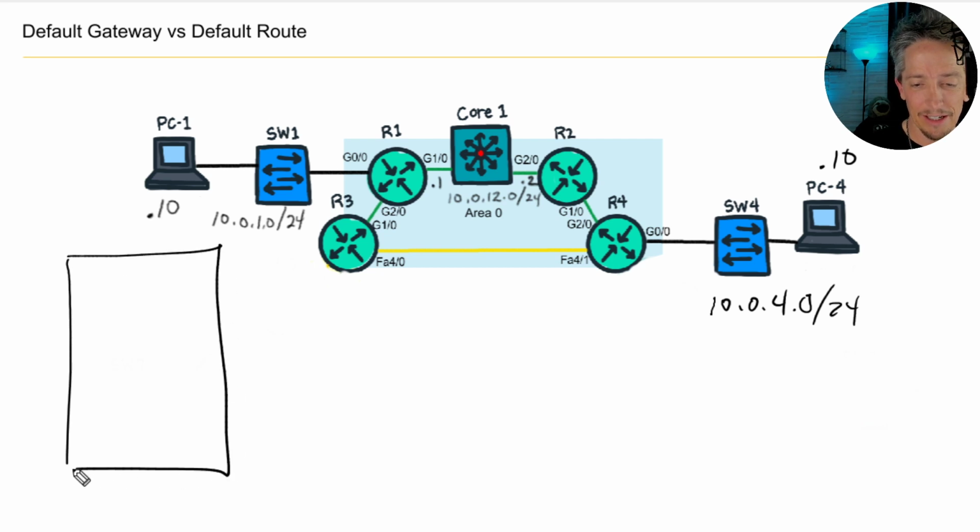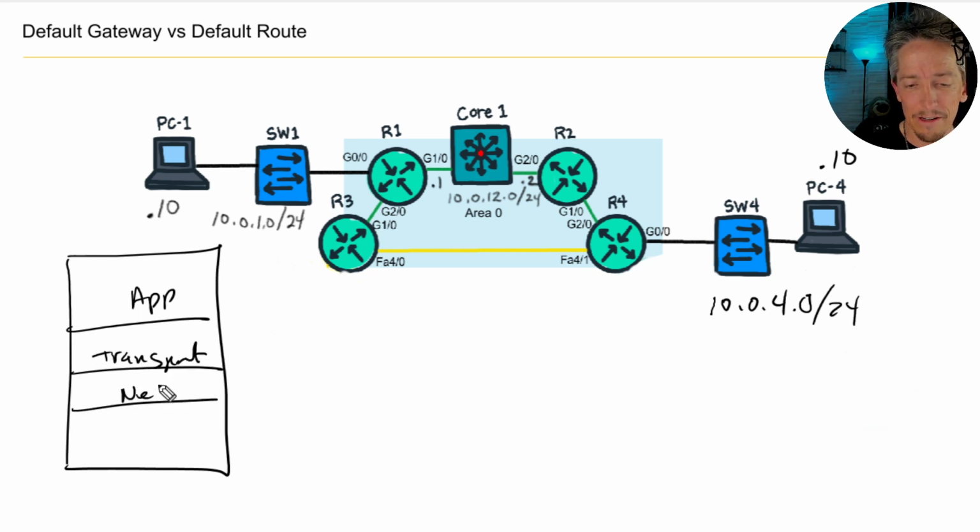This PC, if this is the protocol stack, we have the application layer, then the transport layer, then the network layer, then the data link layer, and then the physical layer. These are just ways of thinking about how this operates logically.